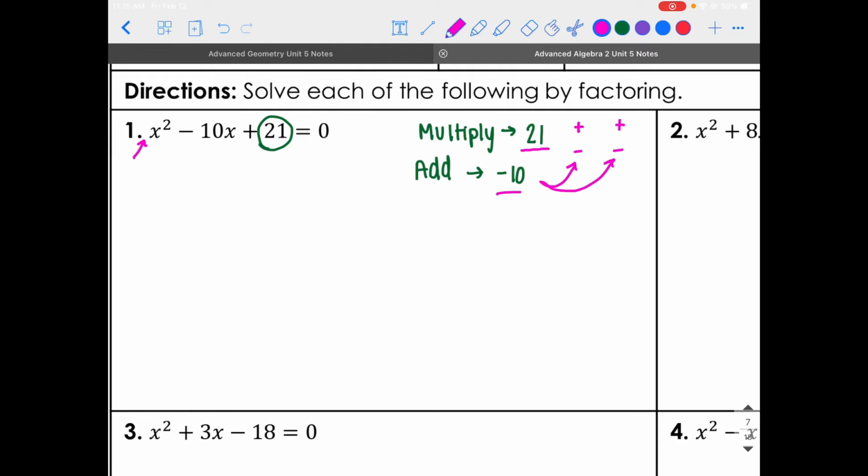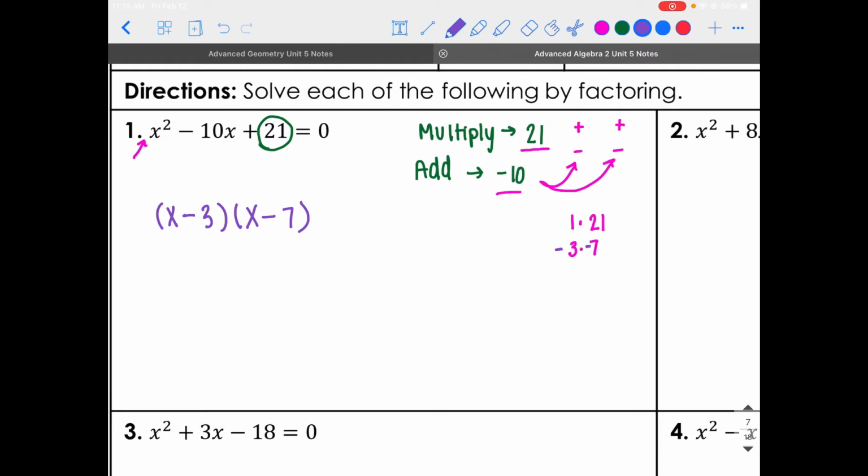Now, if you can't figure this out off the top of your head, start writing all of the ways to get 21: 1 and 21 or 3 and 7. That's it. So I want to figure out how I can add to be negative 10. Well, that would be negative 3 and negative 7. So when I factor, I'm going to write (x minus 3)(x minus 7).